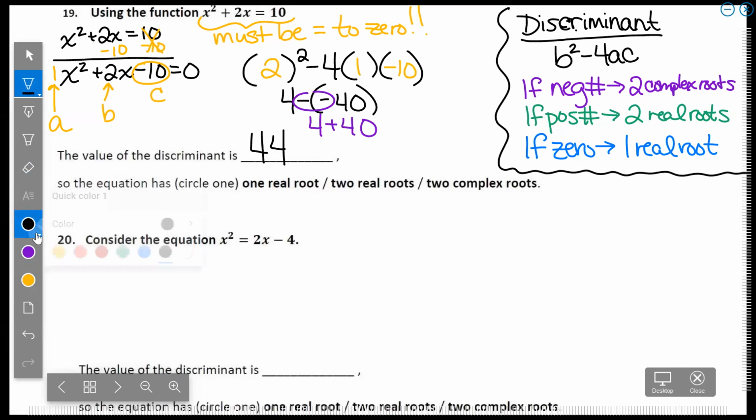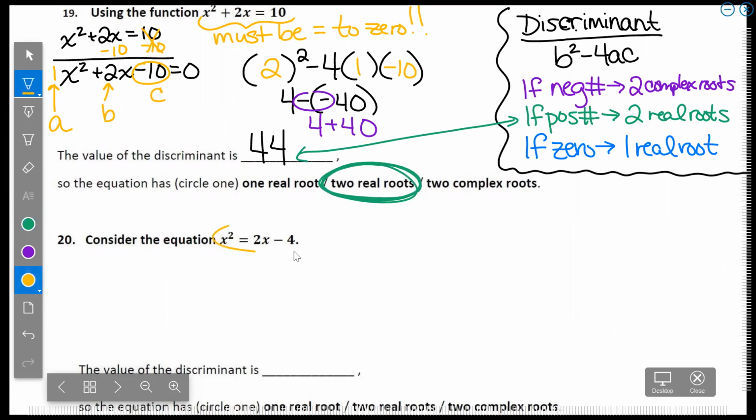What kind of roots do I have then? Two real roots. All right, let's do down below. What has to be true about this first? Equal to 0.